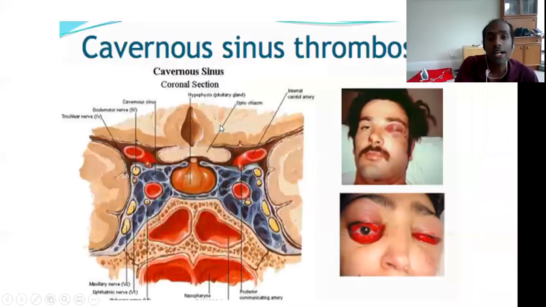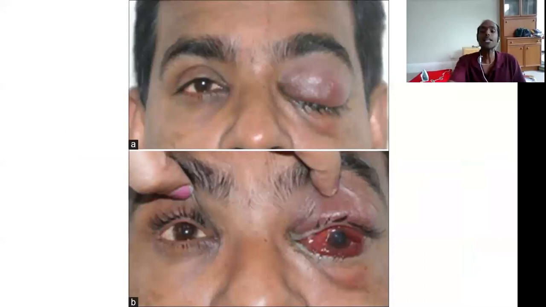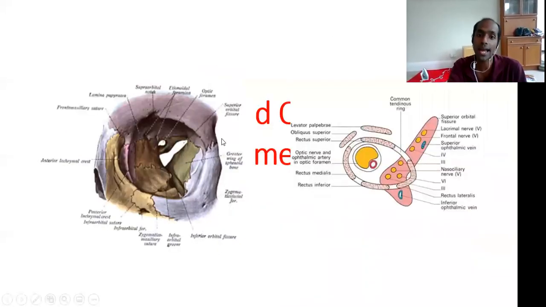The third nerve next goes into the cavernous sinus. 3, 4, 6 are together with the ophthalmic and maxillary divisions of the trigeminal nerve. So if it's a lesion there, you get all of those involved. If it's a lesion in the superior orbital fissure right there, then 3, 4, 6 and only the ophthalmic branch of the trigeminal nerve are involved.